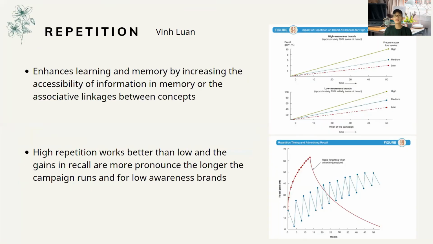The last of my part is repetition. It increases learning and memory by improving the accessibility of information and the associated links between the concepts. As you can see from figure 9.8, it is easy to see that high repetition works better than low, and the gains in recall are more effective for long campaign runs and lower awareness brands. But we need to use repetition appropriately to save our budget and effort, as when advertising stops, rapid forgetting will occur.